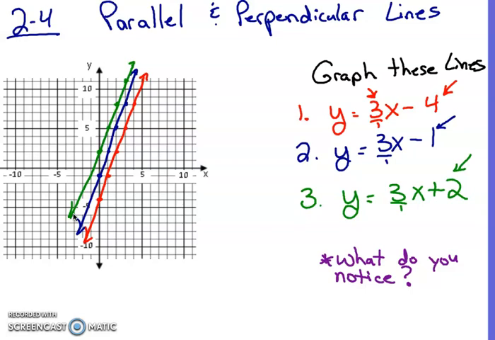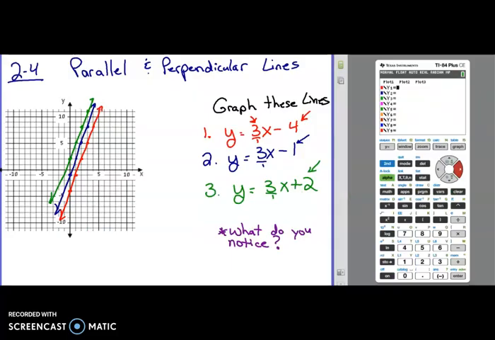Just to double check this, if we substitute these into the calculator, we're going to get the same result. y equals 3x minus 4 for the red, 3x minus 1 for the blue, and 3x plus 2 for the green, and then push graph. You're going to see the same thing as what I did, obviously a little bit neater.